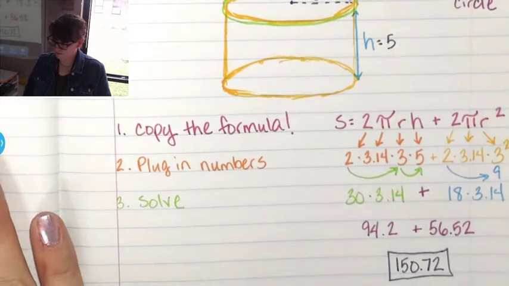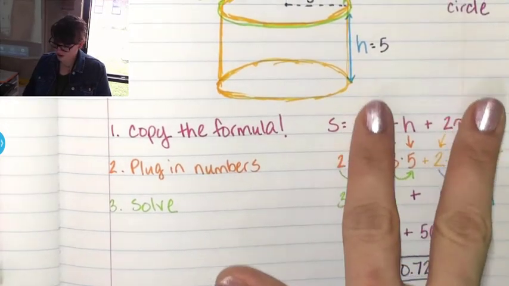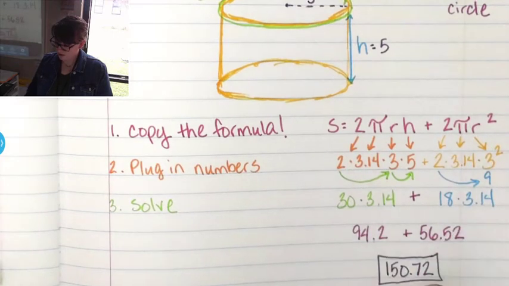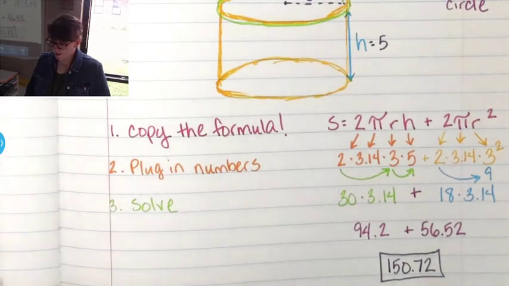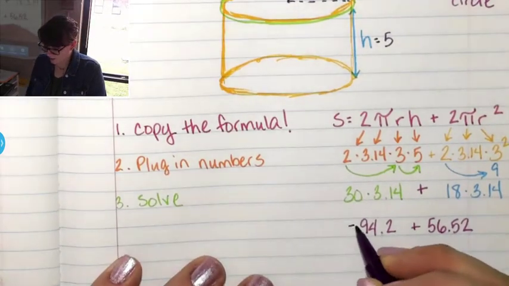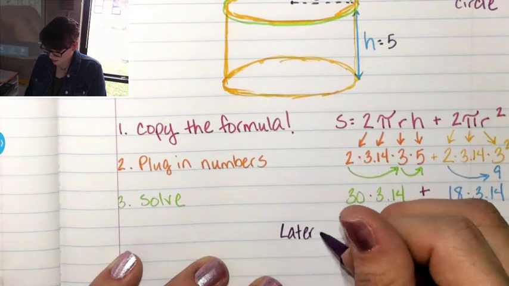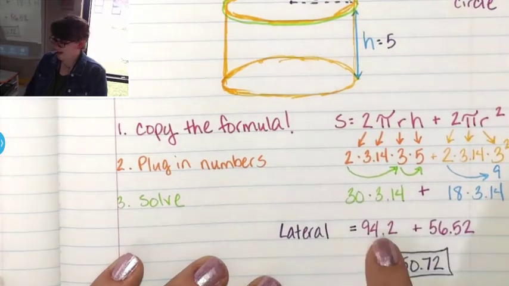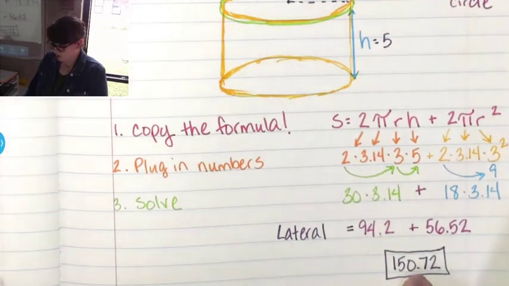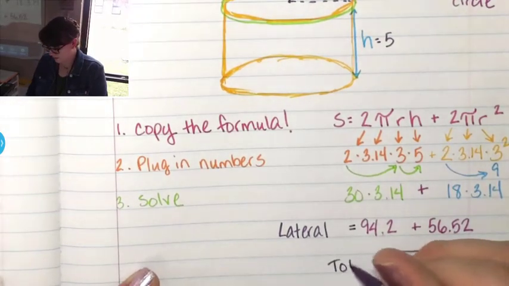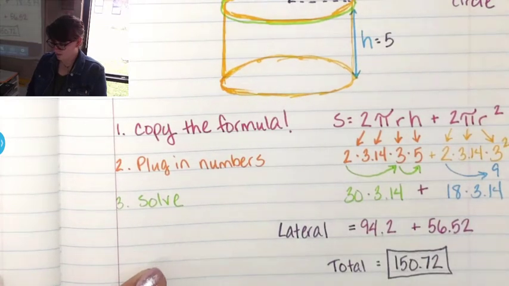Wait, where did the other number come from? Which one? I worked these two things out separately and then added them together. Oh, and this number right here, 94.2, that's lateral. Lateral area is 94.2. Total is 150.72. So if the question is asking for one or the other, that's what you do.